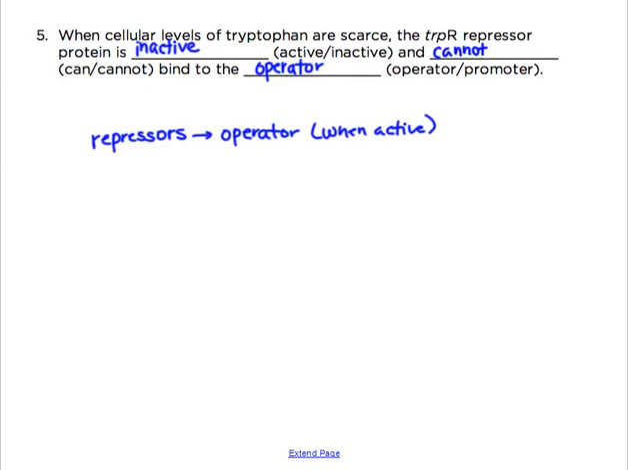But in the TRP operon, the normal repressor is inactive because under normal conditions, the TRP operon is being expressed, but when there's enough tryptophan in the cell, the tryptophan can bind to the repressor and activate it so that it can block and turn off transcription of the operator.